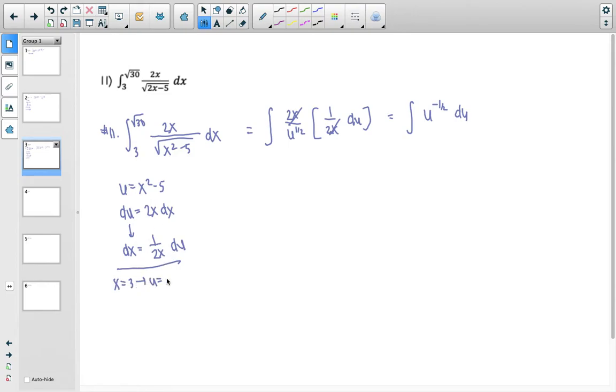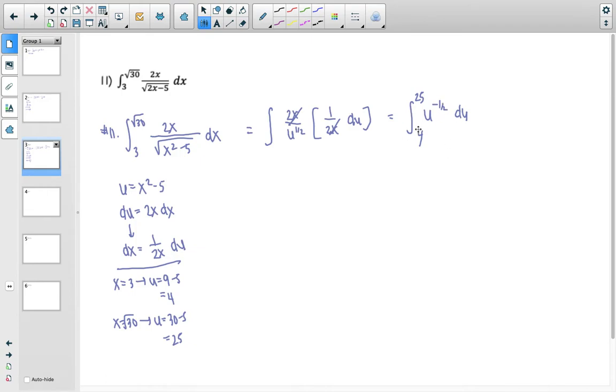The only thing you have to do from this one is figuring out what the new restrictions are. So 3 squared is 9, minus 5 is 4. And when x equals, oops, not 30, square root of 30, you're going to plug that in. Square root of 30 squared is 30, minus 5 is 25. So that'd be your new restrictions. And from there, I think you can integrate it.